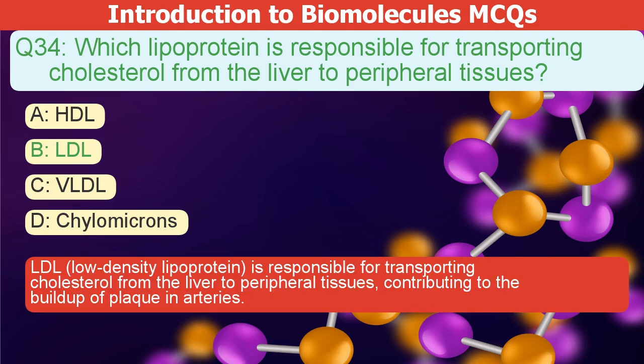The correct answer is B. LDL, or low-density lipoprotein, transports cholesterol from the liver to the body's tissues. This contributes to plaque buildup in the arteries.